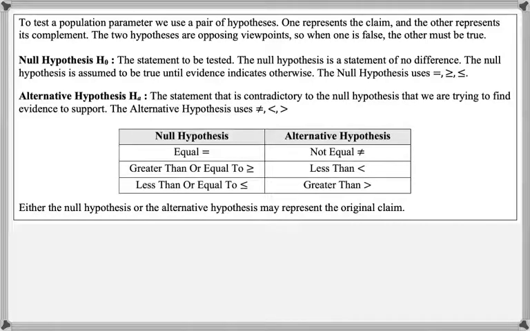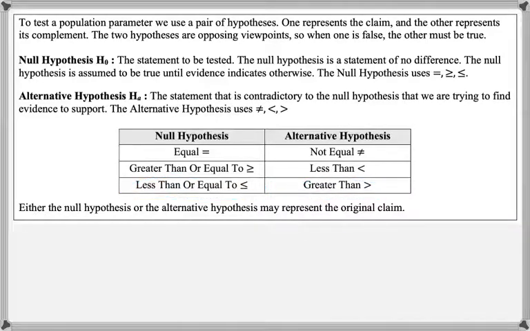So if the null hypothesis uses an equal sign, the corresponding alternative hypothesis must use the not equal to sign. If the null hypothesis uses the greater than or equal to sign, the alternative hypothesis must use the less than sign. And then finally, if the null hypothesis uses the less than or equal to sign, the alternative hypothesis must use the greater than sign.